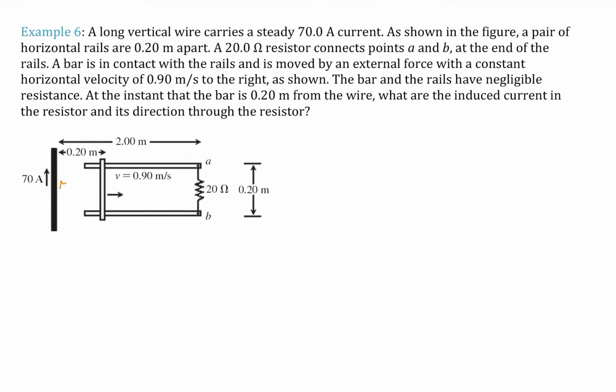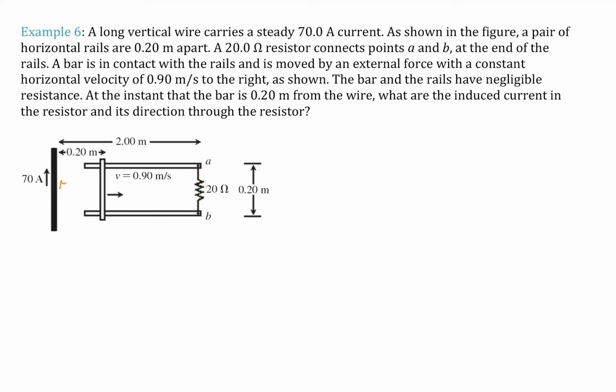Okay, as shown in the figure, a pair of horizontal rails are 2 meters apart, and a 20 ohm resistor connects points A and B at the end of the rails. A bar is in contact with the rails and is moved by an external force with a constant horizontal velocity of 0.9 meters per second to the right as shown. The bar and the rails have negligible resistance. At the instant that the bar is shown, it is 0.2 meters from the wire. What are the induced current in the resistor and its direction through the resistor? Okay, so it's the direction through the resistor. Does it go this way or does it go that way? Okay, all right.